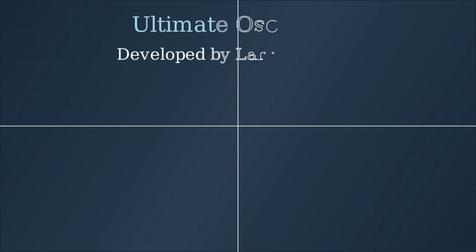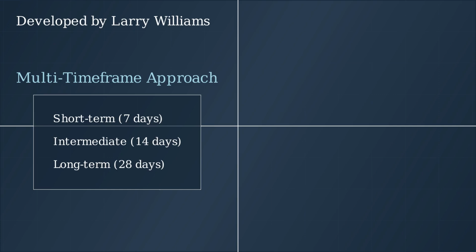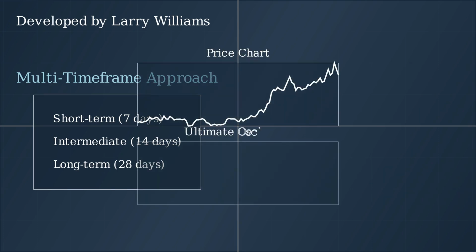The ultimate oscillator was developed by Larry Williams to address the problem of false divergences in other momentum indicators. Unlike many other oscillators, it takes a unique multi-timeframe approach by combining short, intermediate, and long-term price action into a single indicator. The oscillator measures buying pressure relative to true range across these different timeframes, resulting in a value that ranges from 0 to 100.